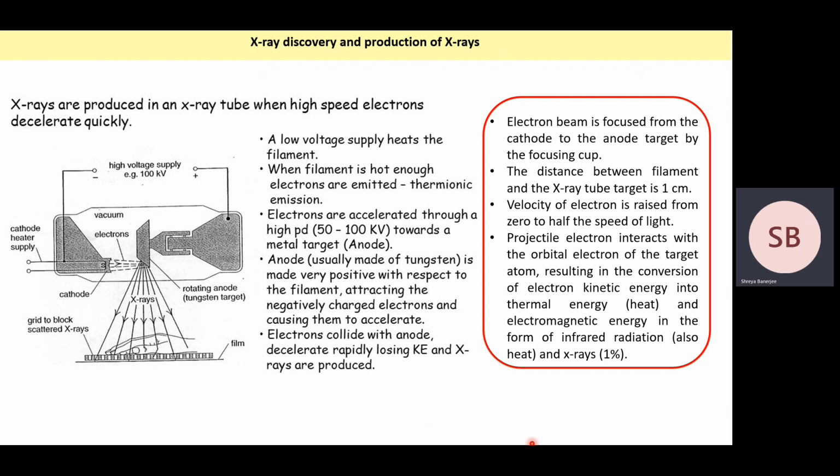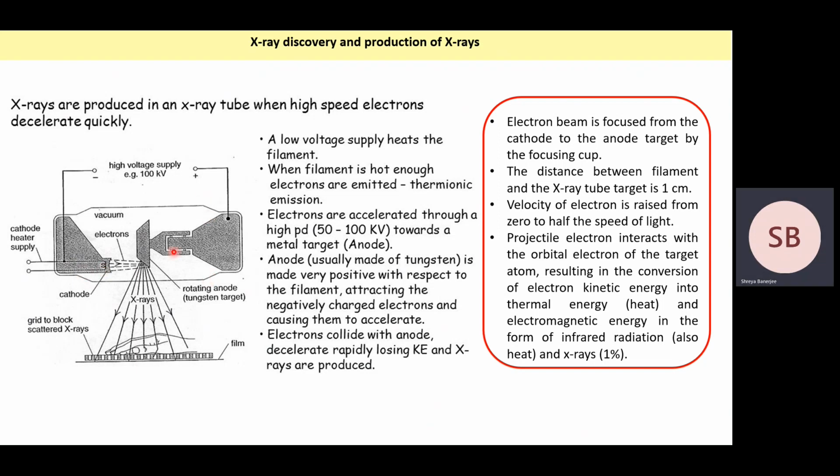Now we will talk about how X-rays are produced. So basically this setup is called a cathode ray tube, and there is a filament through which a current is passed. This current heats up this filament, and when it is hot enough, electrons are emitted, which is called thermionic emission. These electrons are accelerated through a high potential difference of 50 to 100 kilovolts through a metal target or anode which is positively charged. Because it is positively charged, it is able to accelerate the negatively charged electrons.